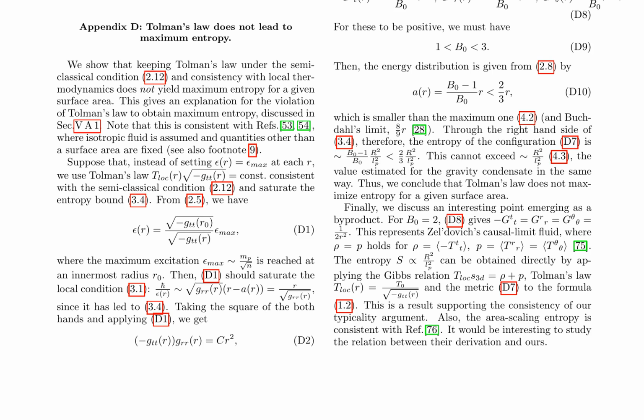4.1. The authors also discuss a particular case where B0 equals 2, resulting in a metric that represents Zeldovich's causal limit fluid. This configuration satisfies the relation between energy density and pressure and leads to an entropy proportional to the square of the surface area, supporting the typicality argument presented in the paper. This result is consistent with previous studies and provides further insight into the relationship between the derivation of the area-scaling entropy and the authors' approach.